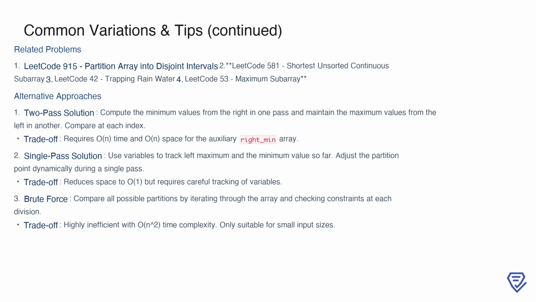Lastly, there's the brute force approach, which involves checking all possible partitions by iterating over the array and validating the constraints at each division. While straightforward, this method is highly inefficient with O(n²) time complexity, making it impractical for larger inputs but useful for understanding the problem in simpler cases.